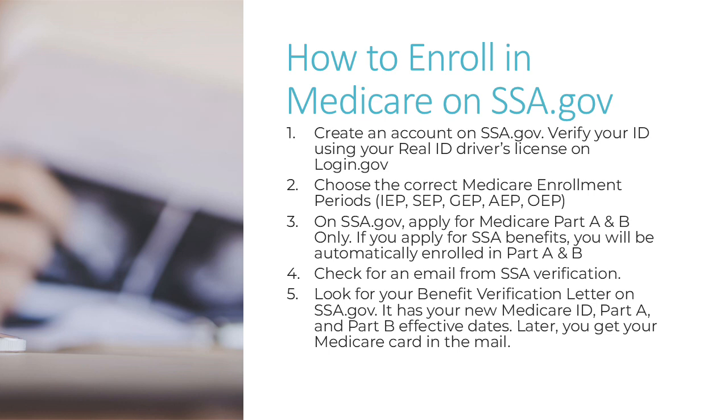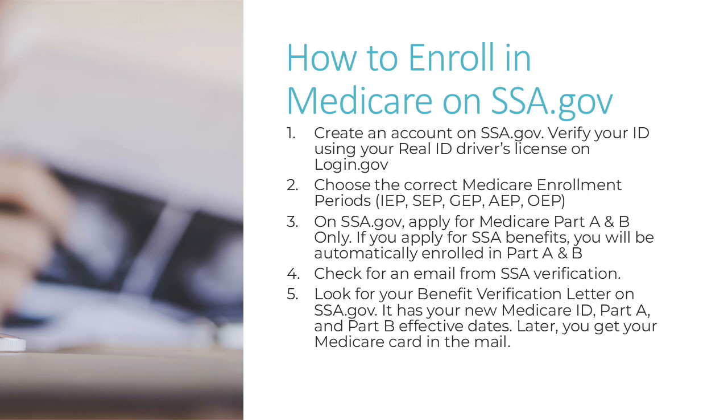Step 2. Choose the correct Medicare enrollment period as discussed earlier. There may be multiple enrollment periods you qualify for. Your agent can help you make sure you choose the right ones. Step 3. Complete the online application. You can apply for both Medicare Part A and B, or Part B only if you already have Part A. If you apply for Social Security benefits, you will be automatically enrolled in Medicare Part A and B.